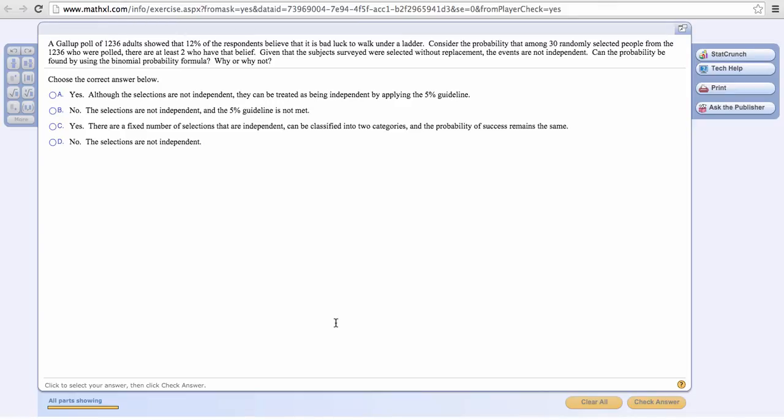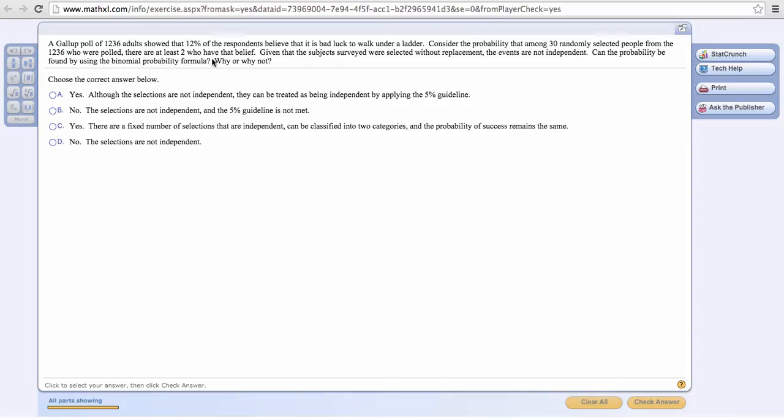A Gallup poll of 1,236 adults showed that 12% of the respondents believe that it is bad luck to walk under a ladder. Consider the probability that among 30 randomly selected people from the 1,236 who were polled, there are at least two who have that belief. Given that the subjects surveyed were selected without replacement, the events are not independent, can the probability be found by using the binomial probability formula, why or why not?